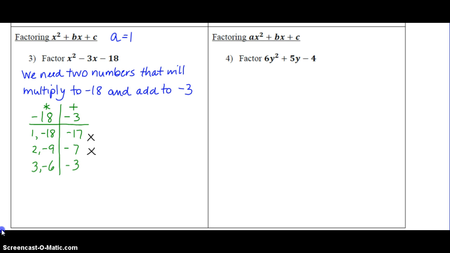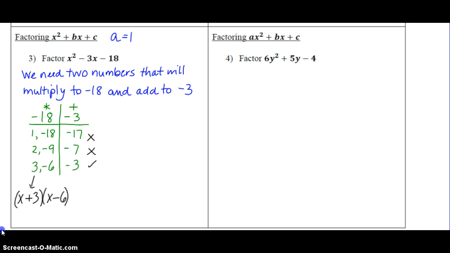Anyhow, 3 and negative 6, and when we add those together, we get negative 3. So this is the one that we're going to use. And the way that we format our factors is x plus, that's a positive 3, times x minus 6.